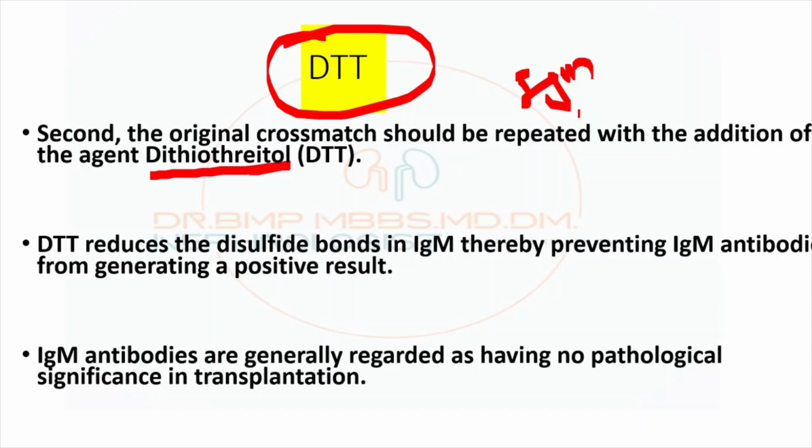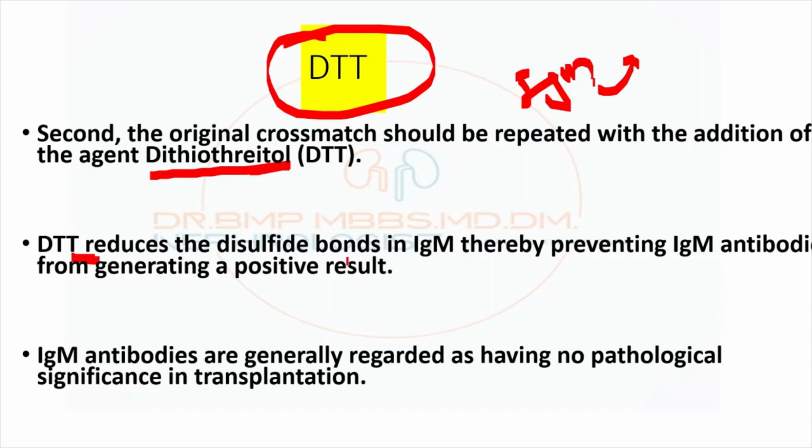The immunoglobulin M, even though it is an antibody, might form some kind of disulfide bond. It might bind with the antigen and it might activate the complement, but that is not that significant in renal transplant. Immunoglobulin G, that is important. IgG is very important. So in order to avoid this IgM, DTT is added.